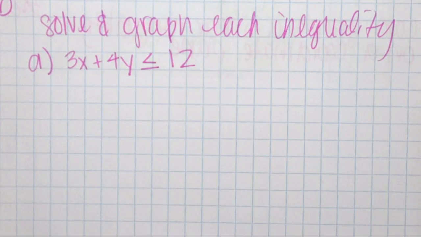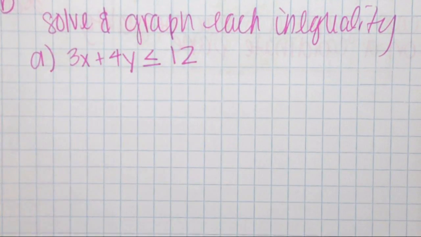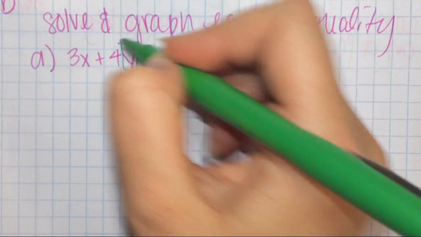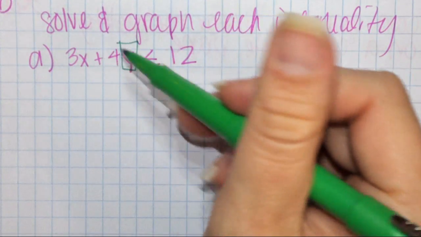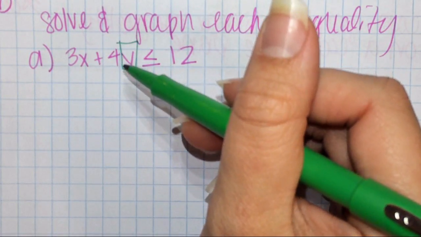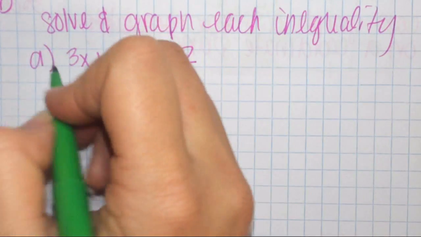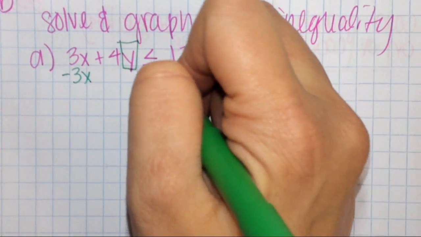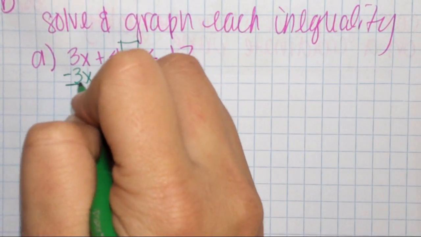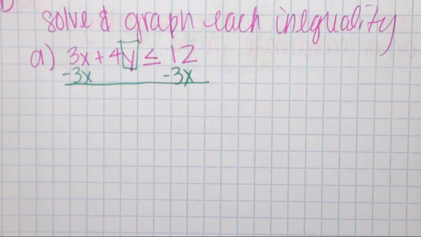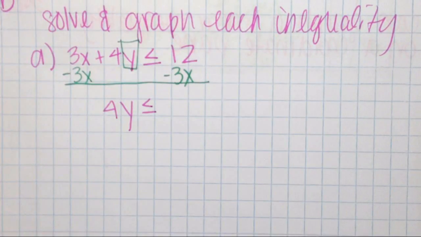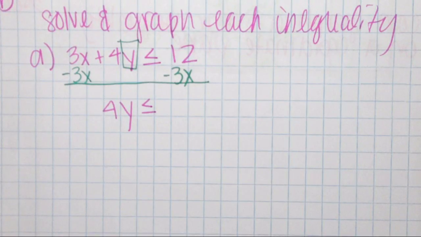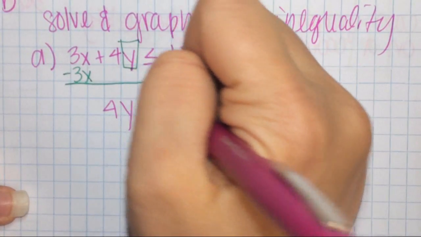Okay. Alright, now, our first step is to solve for y. So everybody put a force field around y. Now, we have to get everything away from the y before we can divide by 4. So what are we going to do first? Subtract 3x. Alright, then we have 4y is less than or equal to. Can I combine negative 3x and 12? No. So I write negative 3x plus 12.